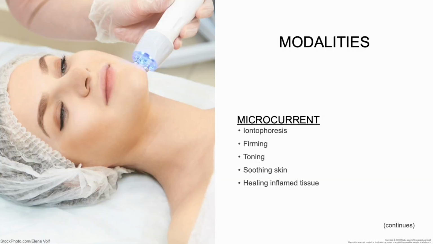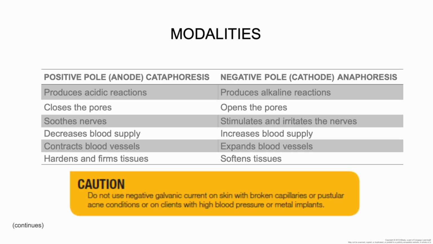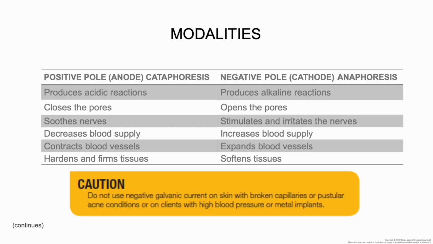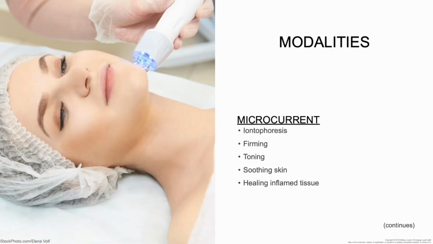Microcurrent. So another electrical function that you can use is microcurrent. It's an extremely low level of electricity that mirrors the body's natural electrical impulses. Microcurrent can be used for iontophoresis, which, let's go back real quick, is the process of infusing water-soluble products into the skin. So microcurrent can be used to infuse water-soluble products into the skin. It can also be used for firming, toning, and soothing the skin. It can also help heal inflamed tissues, such as acne.